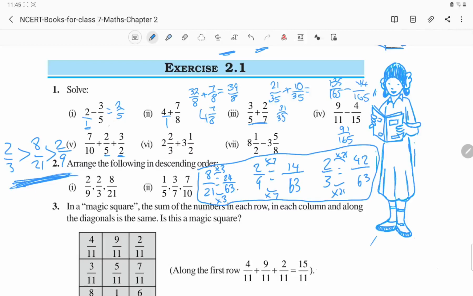5 times 2 is 10. Oh, there's no space. 2 times 2 is 4. 2 times 5 is 10. 3 times 5 is 15. So 4 plus 15 is 19 by 10 plus 7 by 10, which equals 19 plus 7, so 26 by 10.